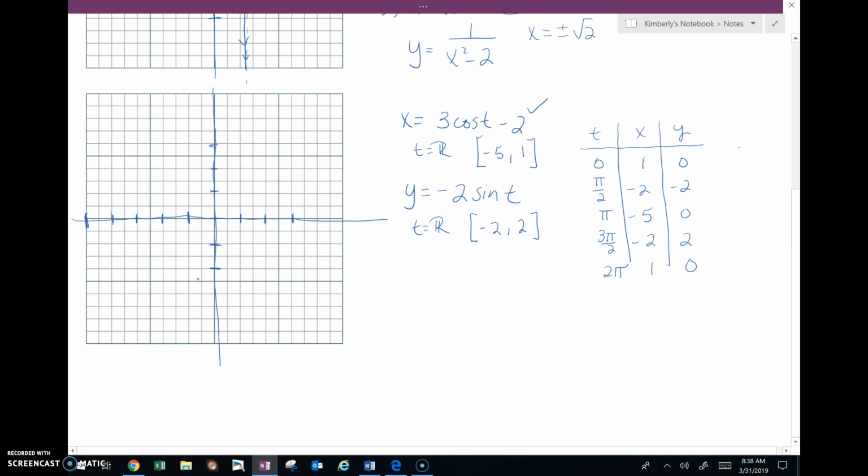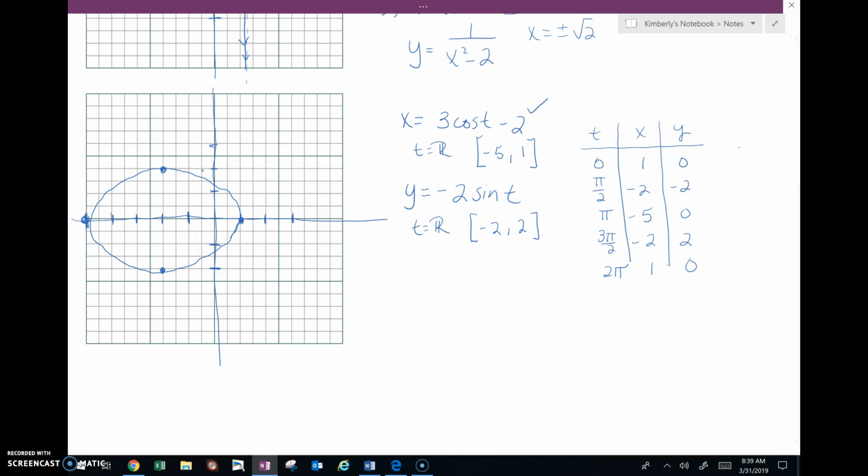Okay, so I'm going to start my graph at (1, 0). From (1, 0), I'm going to go to (-2, -2), and then to (-5, 0). So you can kind of feel the fact that I'm going clockwise. (-2, 2) brings me up here, and then back to (1, 0). And it really wouldn't matter what values you put in, you're always going to trace this path over and over and over again. And you can see your domain and range from -5 to 1, and you can see your y values from -2 up to 2. It looks like we have the graph of an ellipse.